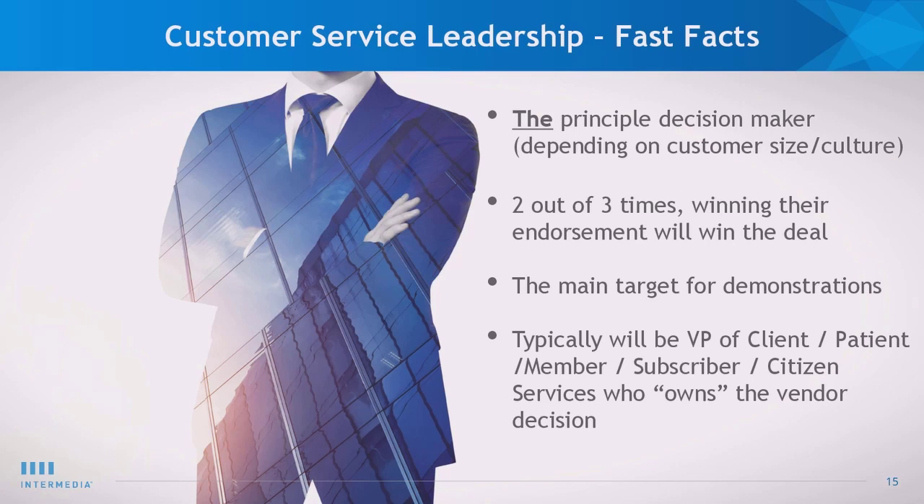He is staying up at night, and when he sees Joe Hurdy and Andrew Boone drop a bad comment about his company, he's thinking, man, I want to kill those guys. But in a more constructive way, he's thinking, I have a problem to fix here. I need to figure out how I'm going to fix this. Two or three times winning the endorsement will win the deal. Absolutely. Yes. Because again, he's the one staying up at night and he's the one with the executive mandate to fix this problem. He is the main target for demonstrations.